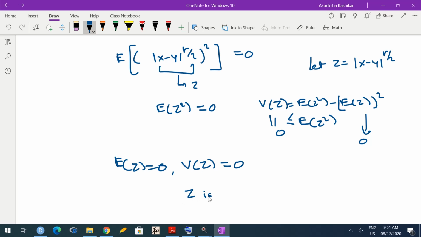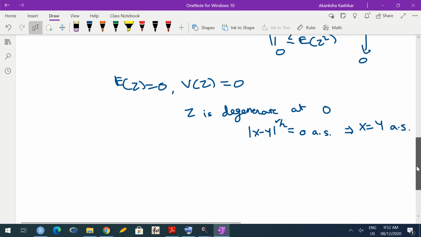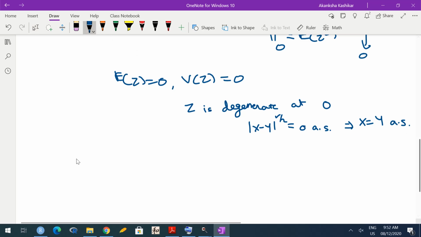This means Z is degenerate at 0. So Z is degenerate at 0 means |X - Y|^(r/2) is equal to 0 almost surely. Hence we get X is equal to Y almost surely. Okay. So the rth mean limit is also unique almost surely. That is, if I have a sequence of random variables converging to two different random variables in rth mean, then those two random variables must be equal almost surely.